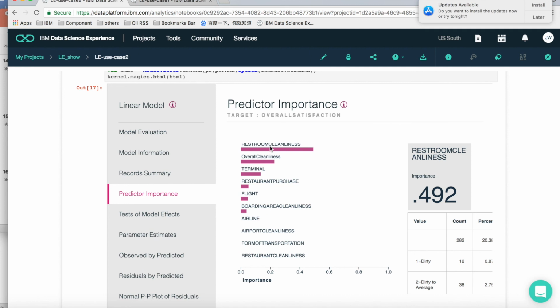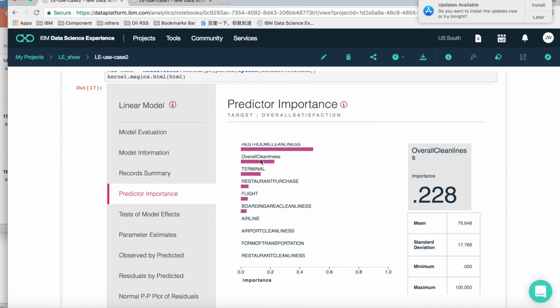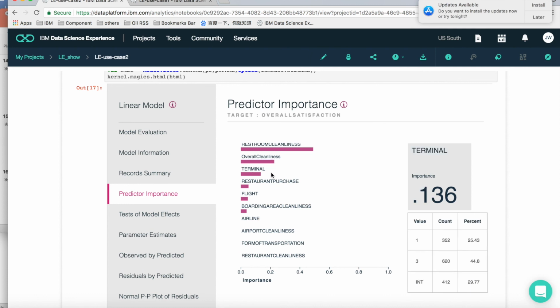Predictor importance: Richard just wants to know what affects the overall satisfaction. Restroom cleanliness is the most important thing. I think when you go to the toilet, if you find the restroom environment is not clean, people will not like the terminal or airport. Overall cleanliness is the second one. Then terminal cleanliness, restaurant purchase, and flight. You can see all the predictor importance, and restroom cleanliness is the most important.